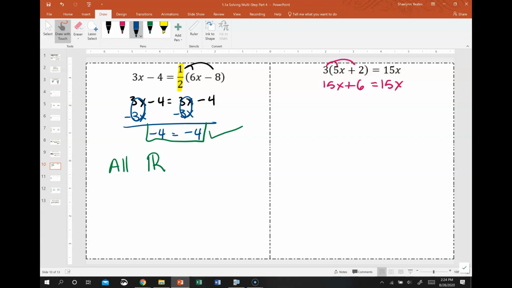All right, some of you already see what it's going to be. Some of you don't. If you don't see it, follow along with me. So the first thing I want to do is get all my x's on one side. So I'm going to subtract 15x from both sides. And over here, this goes to 0 because 15 minus 15 is 0. And we have 6 equals, and then 15 minus 15 is 0. Does 6 ever equal 0? No. So this would be no solution.